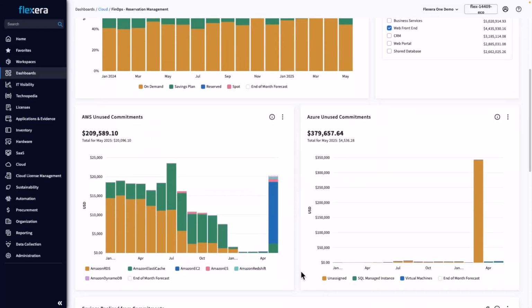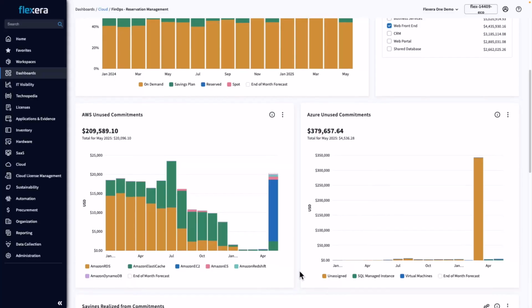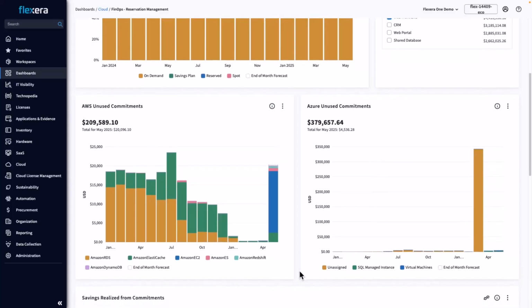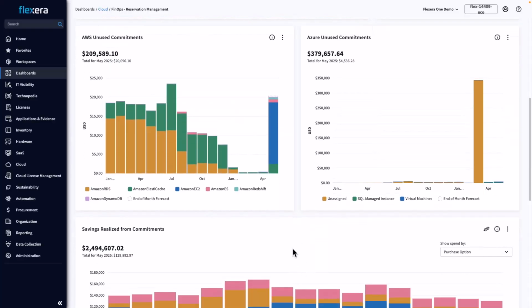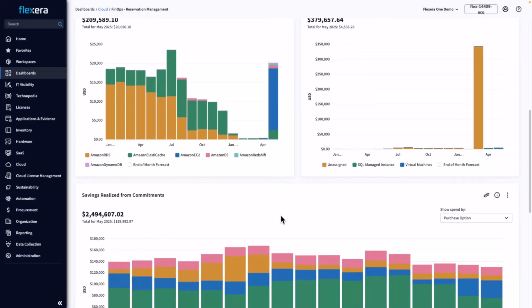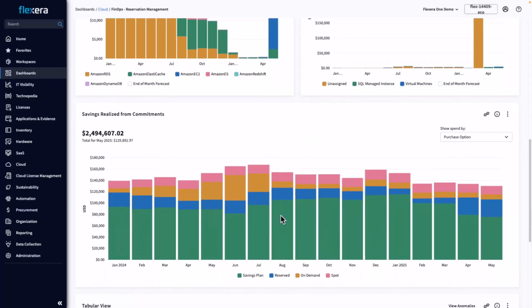Further down the page, we can see the effect of unused commitments. If I've paid for these up front and I'm not using them, then there's potential waste there that I could claw back by changing the usage patterns for my workloads. And ultimately, as we saw from the dashboard, being able to see what I'm actually saving from leveraging these commitments.